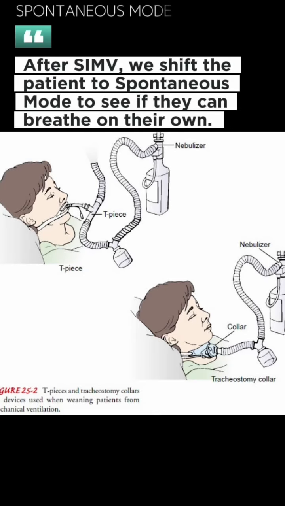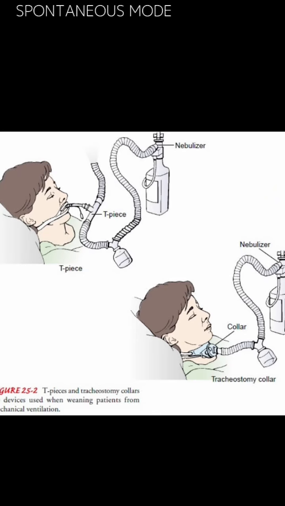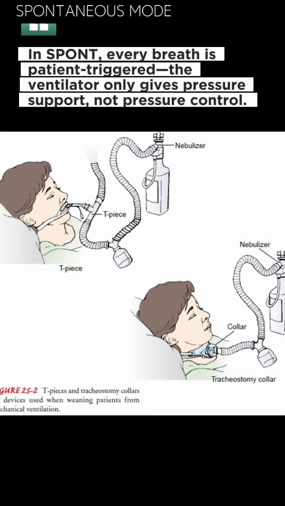After SIMV mode, we shift the patient to spontaneous mode to see if they can breathe on their own. Spontaneous mode is the last mode from which we want the patient out from the ventilator. In a spontaneous mode, all the breathing effort is by the patient. All the triggers are from the patient.